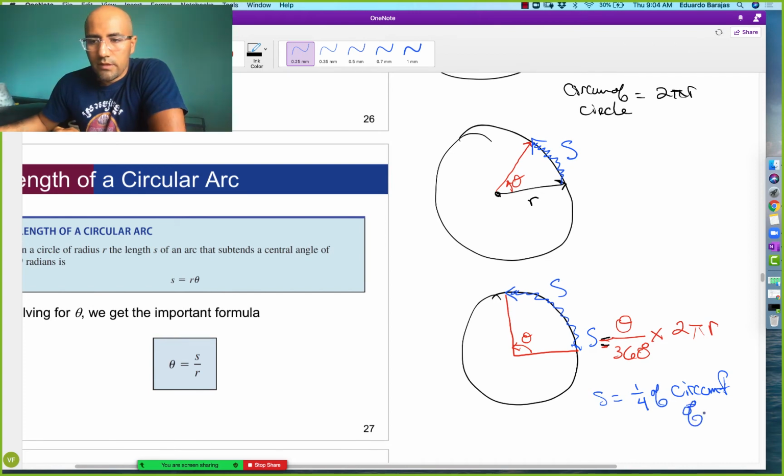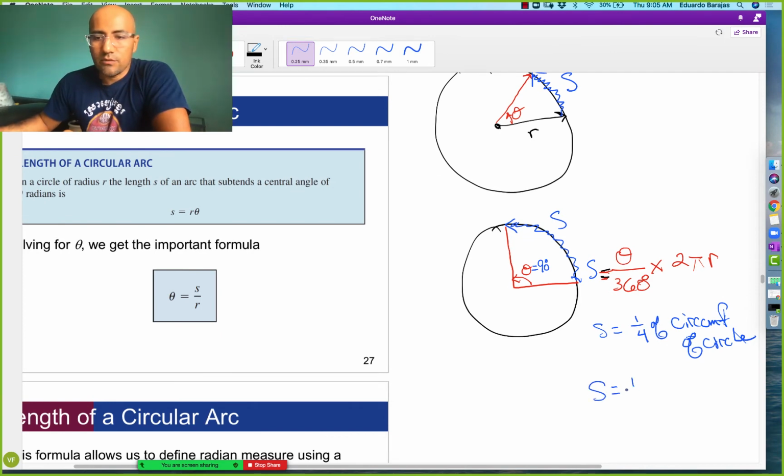Does that make sense, what I'm trying to say here? If in this case this is equal to 90 degrees, it's 1/4 of the entire rotation. So therefore this s distance should be 1/4 of the entire circumference. So s should be 1/4 of the circumference of the circle.